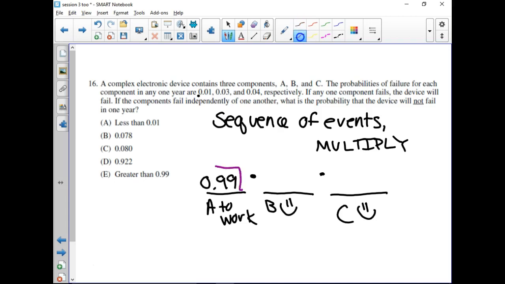How did I get that, for people at home who might be watching? How do I know it's 0.99? Well, if it's 0.01, it's going to fail. 0.99, they have to add up to 1. It's not going to fail. 0.03, what is it going to be for B? 0.97, yeah. And then here, 0.96. I know it's tricky, but good job. Okay, we multiply that together, and what do we get? There you go. D.